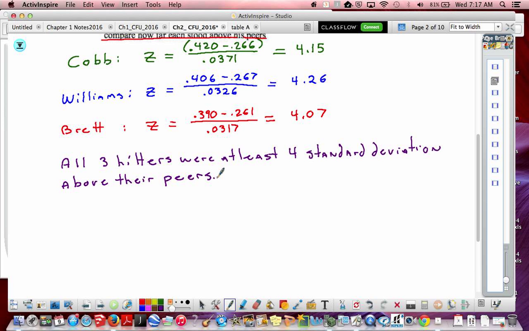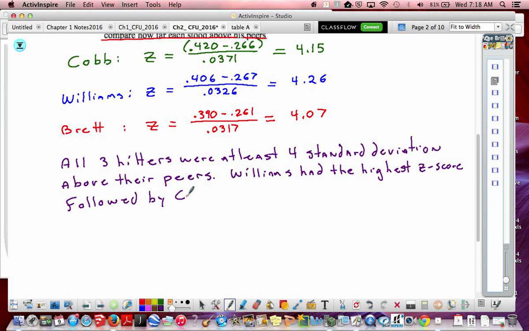Then, since I'm still comparing, I'm going to say Williams had the highest, followed by Cobb, and then finally Brett. So Williams had the highest z-score, followed by Cobb, and then Brett.